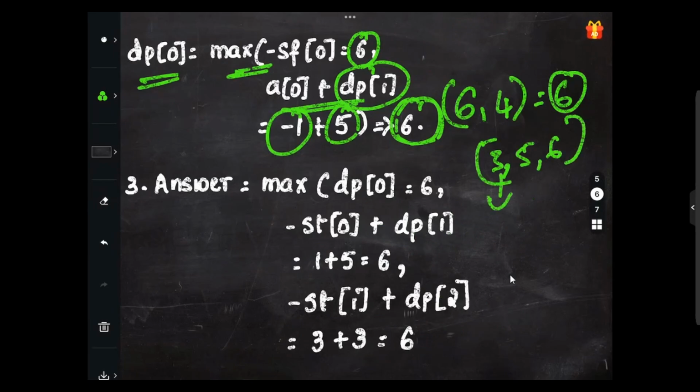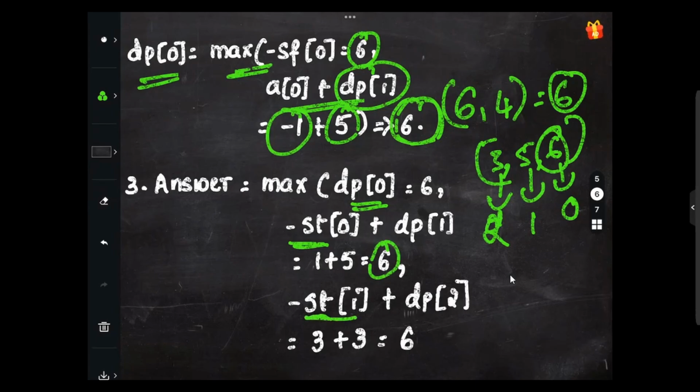Right, so 3 for the dp of 2, this one dp of 1 and this one dp of 0: 6 for the dp of 0, 5 for the dp of 1. So the answer will be considering the max of dp of 0, which is equivalent to 6. We know this, right? And this one is prefix st of 0 plus dp of 1. So prefix of 0 is nothing but the 1, and dp of 1 we got here is 5. So 1 plus 5 will lead to 6, right?